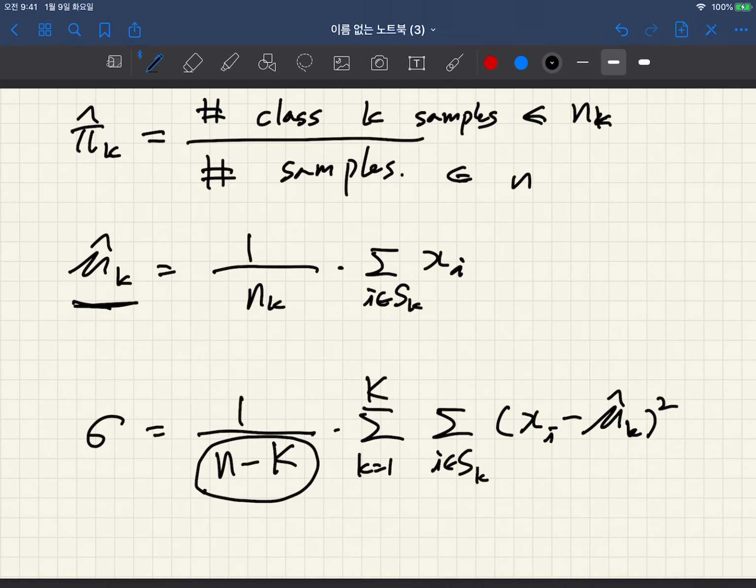Indeed, this μ hat k, π hat k, and σ are the best parameters that maximize the log likelihood function under the assumption that LDA follows the normal distribution. The proof is out of scope of this class, so I will stop here. But this is true, believe me, and this is a very nice approach to design a classification algorithm. And the Bayesian approach is very important. So I will explain more in later video clips.